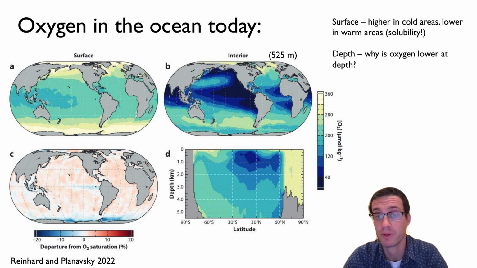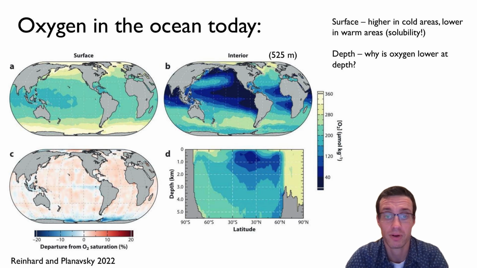If you remember what we learned about solubility, cold water holds more gas, warm water holds less gas. And so that's our friend solubility coming back again. Temperature controls the main oxygen distribution throughout the globe at the surface. We see that in the lower left-hand plot.